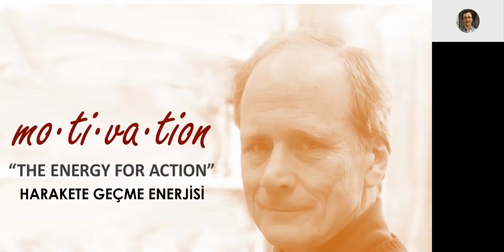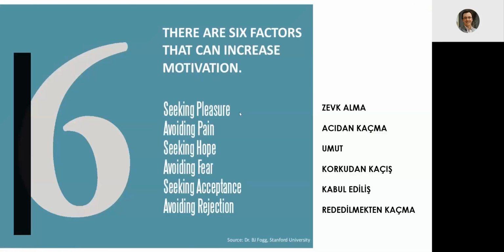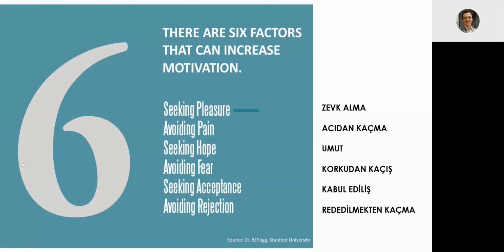The last thing before we end is motivation, the energy for action. You may create 6 different motivation increasers, seeking and avoiding, 2 each. Actually, these are the three main emotions for people. Seeking pleasure and avoiding pain. Seeking pleasure: you may say this is the best food in our city. Or avoiding pain, maybe the cream, Felden gel. Felden gel is an avoiding pain product.